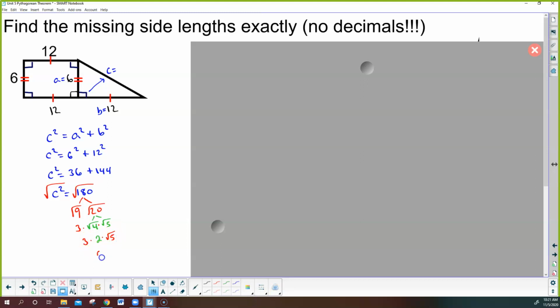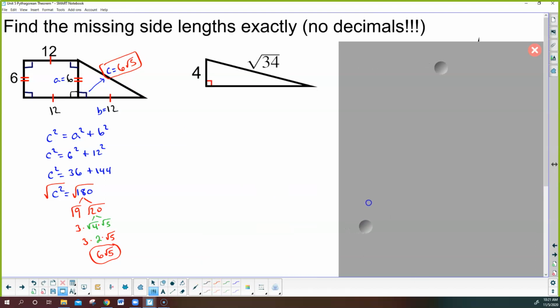But then 3 times 2 is 6. So that means if I wanted to pick a better number, the better option is what square root of something gave me 6. That's 36. So 36 goes into 180 5 times, and that would have been the fastest way to get this done. But there is the length of the missing side.